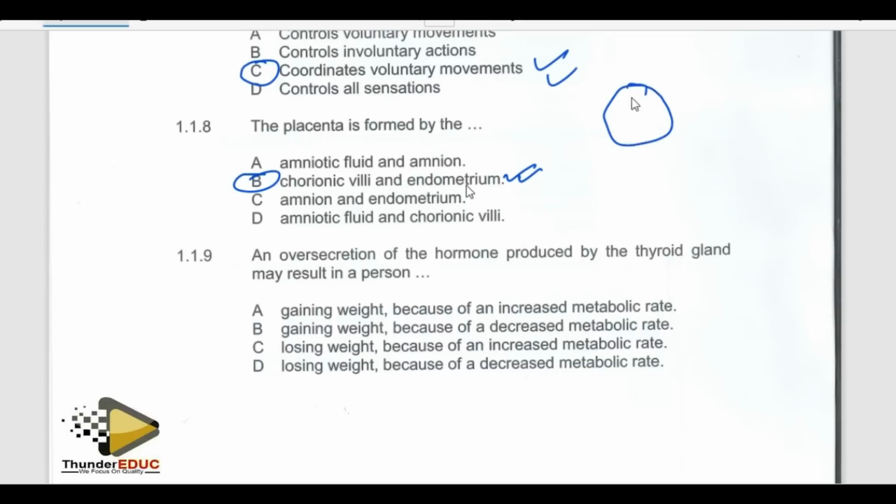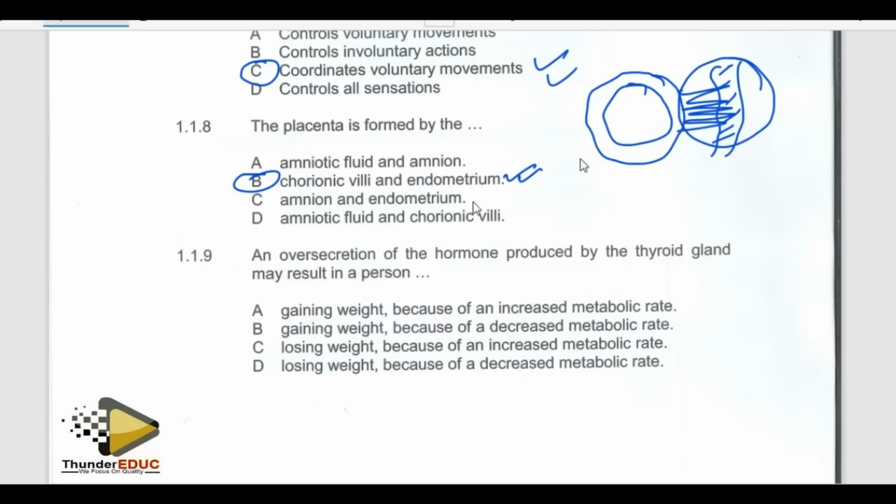Don't forget that during the last stage of the development of the zygote until implantation, we say that it forms a hollow ball of cells, which we call the blastula or blastocyst. So this blastula forms the outer layer, which we call the chorion. The chorion forms finger-like projections called the chorionic villi, which are used for implantation. And implantation occurs on the walls of the endometrium, or the inner lining of the uterus. Hence, the endometrium and the chorionic villi form what you call a placenta. Hence, B becomes the most correct answer.